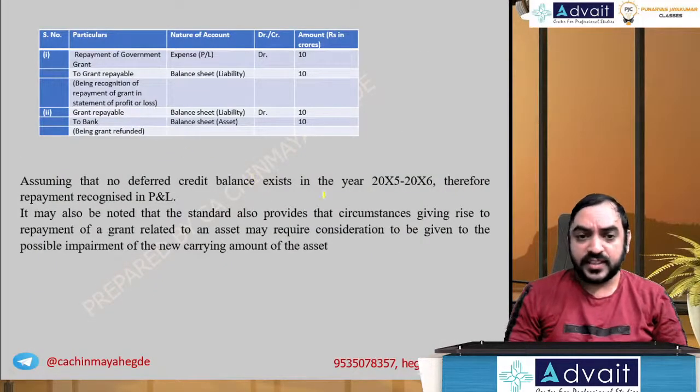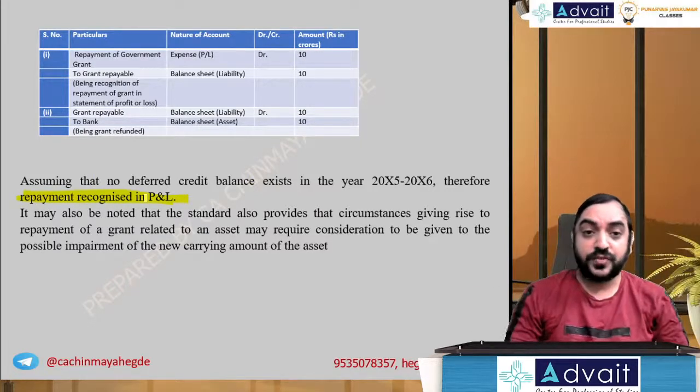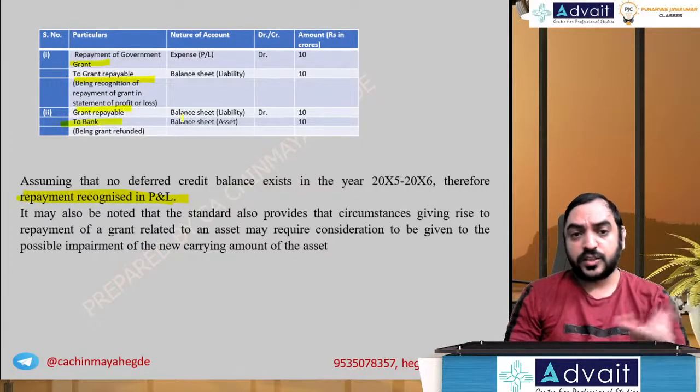Assuming no debit credit exists, therefore the repayment is recognized in the P&L account. For that purpose, they have to give so much of gain. So first you recognize the government grant, grant to grant payable, and payable is to bank, and this grant account will be transferred and expensed in the P&L account.